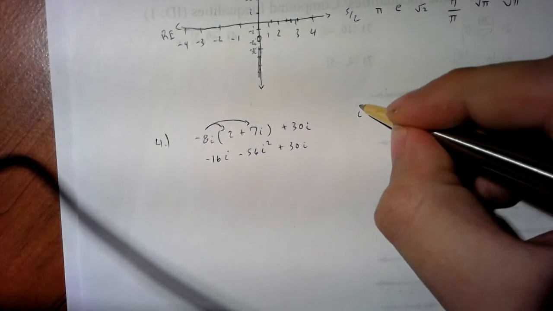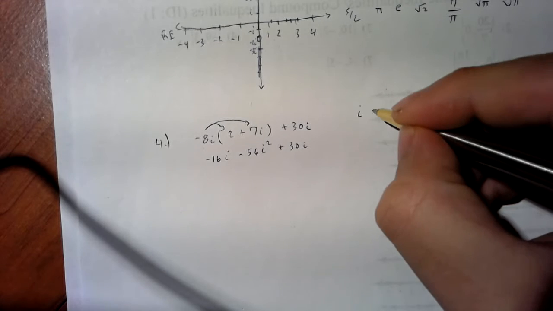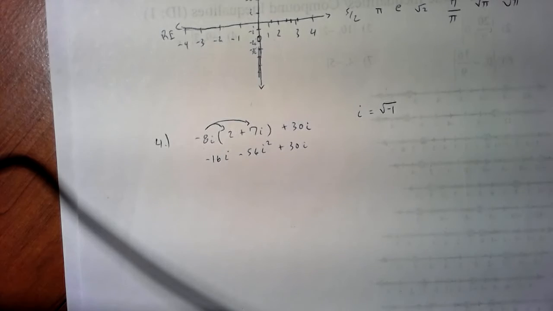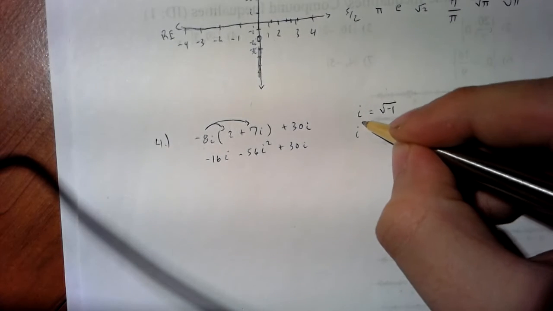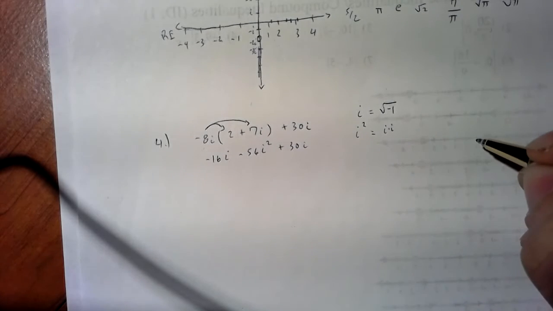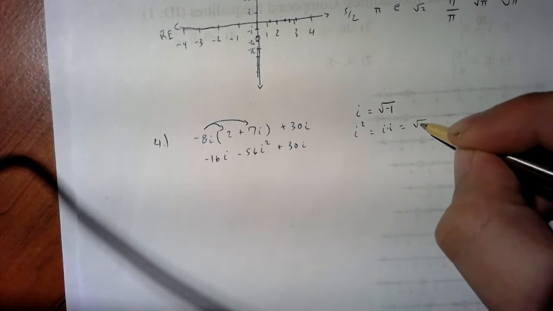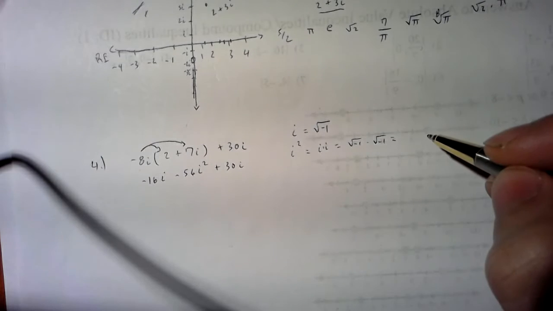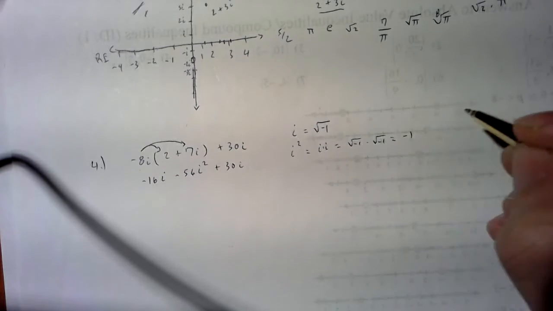So i, which we call the imaginary unit, is defined as the square root of negative 1. So what that means is that i squared would be i times i. That's what i squared is, right? i times i, which is the square root of negative 1 times the square root of negative 1. Now, when you multiply the square root of something by the square root of that same thing, you're going to get, guess what, that same thing. So this is just simply negative 1.